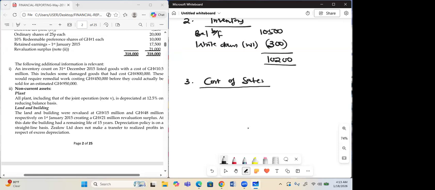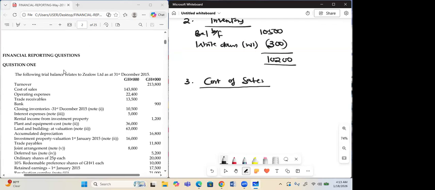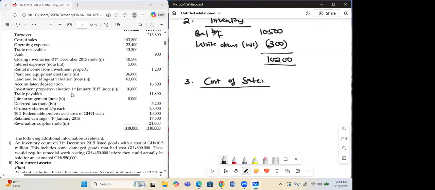account. Now check the trial balance, whether they give us cost of sales as a whole, or they give us opening inventory, purchases and closing inventory separately. They give us cost of sales as a bulk figure. So you take the bulk figure as your opening balance. So this is the cost of sales opening balance. What is the figure? 143,800.